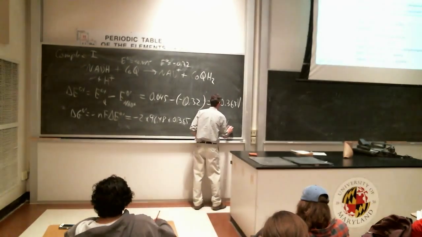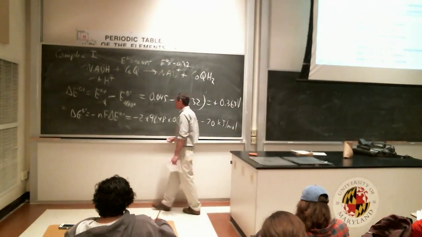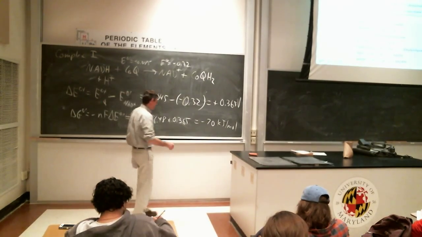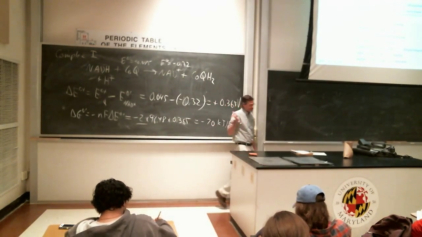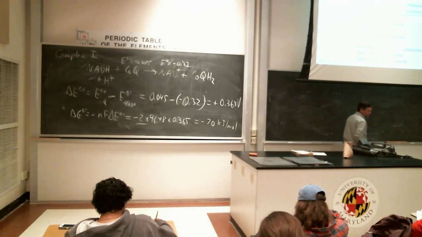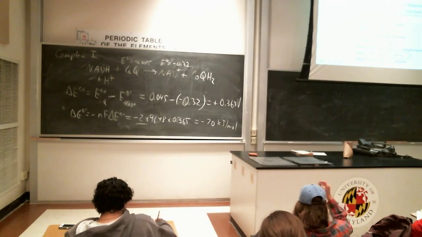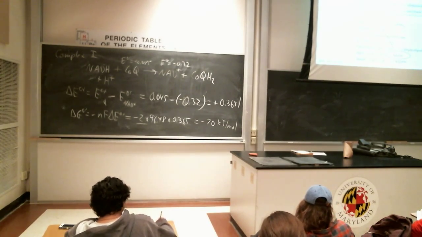Is it always 2 for n? The value of n depends on the reaction, so you have to look carefully at the stoichiometry. For these reactions, it's always going to be 2. Okay, so I just did that calculation for this reaction, using NADH as a reducing agent to reduce coenzyme Q, or ubiquinone. That's the reaction of complex 1.